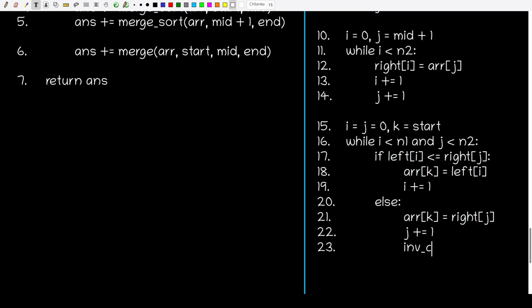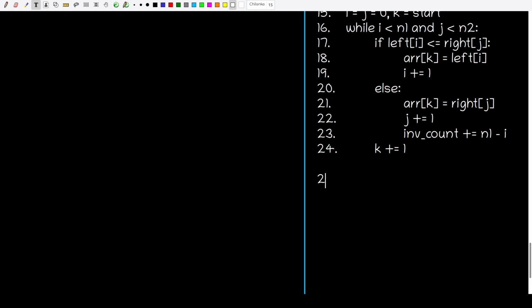So the inversion count will be equal to inversion count plus n1 minus i, and let us increase our k by 1. Now, after doing so, it might be possible that there exists some element in the left part of the array. So we are going to simply copy those elements into the array. So arr k equals left of i, and let us increase our i and k by 1. So i plus equals 1 and k plus equals 1.